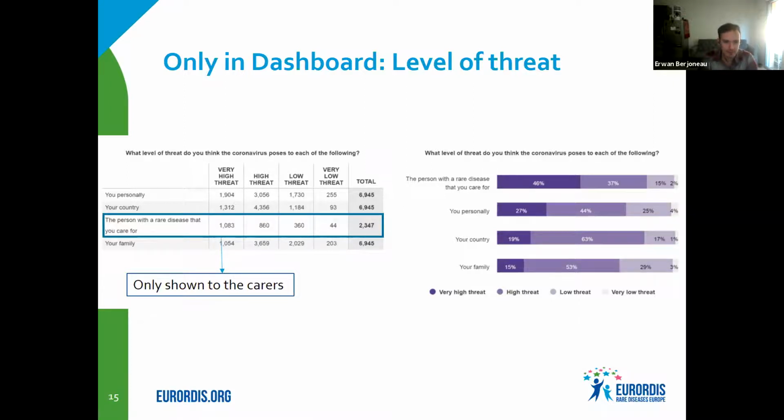And so here, for instance, you see the person with a rare disease that you care for. It's obvious that this one was only shown to carers. That is why we go from almost 7,000 responses to 2,347 responses.